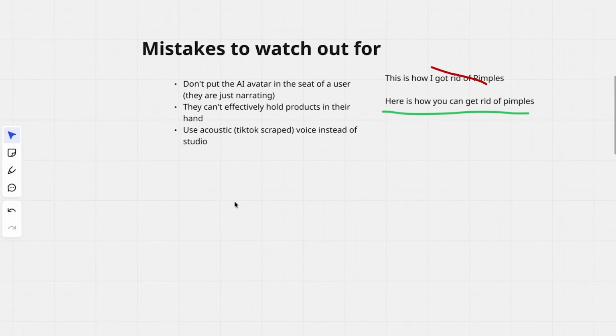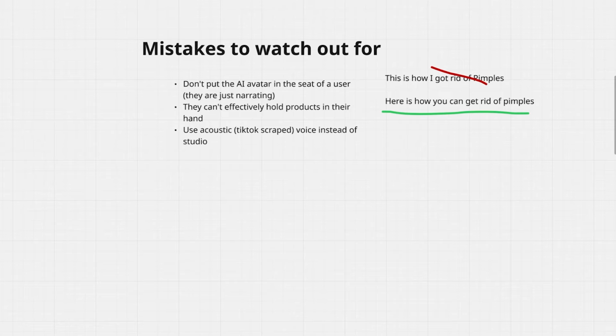So first of all, don't put the AI avatar in the seat of a user, because they're just narrating in these videos, right? What do I mean by that? I mean, don't say, this is how I got rid of pimples. Instead say, here's how you can get rid of pimples. The reason for this is because even though these AI UGCs look super realistic, the customers often still can recognize that it's AI, right? So it's not bulletproof. So just make sure that your avatar is narrating what's happening and the product you have, rather than describing a personal experience that they had with the product, because that's not going to slide.